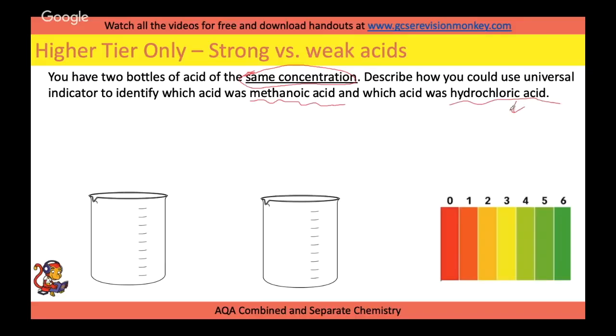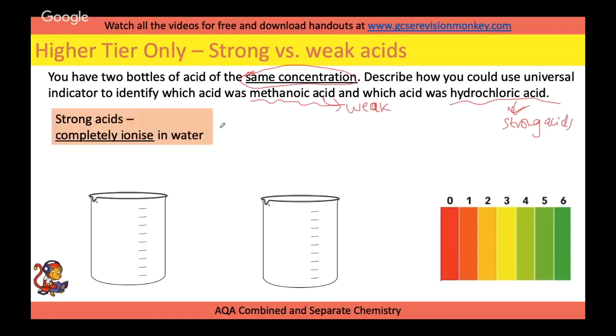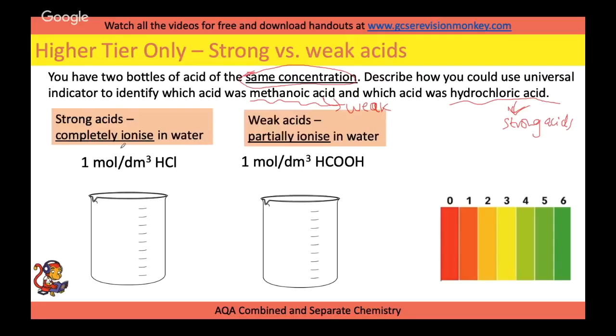Well, this and all the ones you use in your lab, like sulfuric acid, nitric acid, hydrochloric acid, are all examples of strong acids, nothing to do with concentration. Other acids like methanoic, ethanoic, citric, you don't really need to know any, they'll give you the examples, but they are weak. So if we have the same concentration of hydrochloric acid and the same concentration of methanoic acid in a beaker, we can see differences in the pH, because this is the key words.